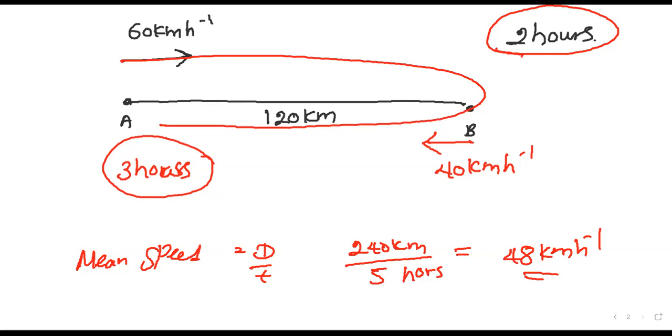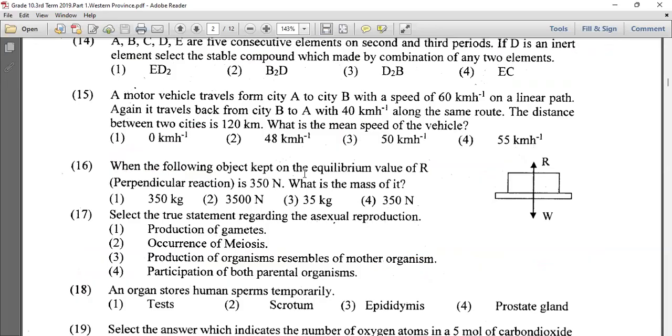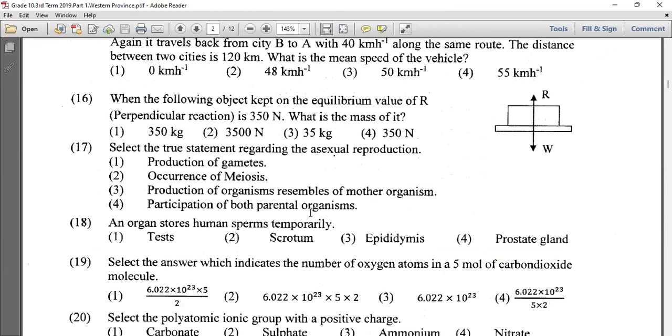All right. Next question. Question 16. When the following object is kept on the equilibrium value R, what is the mass? The object is stationary on a tabletop, whatever it is. So the answer for the 16th one is this.